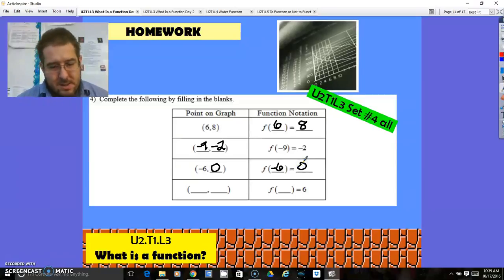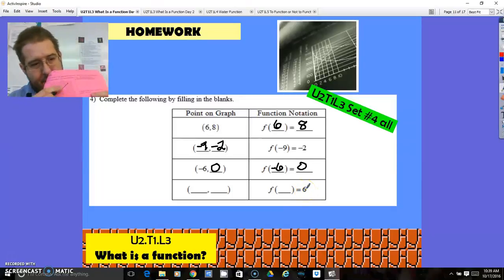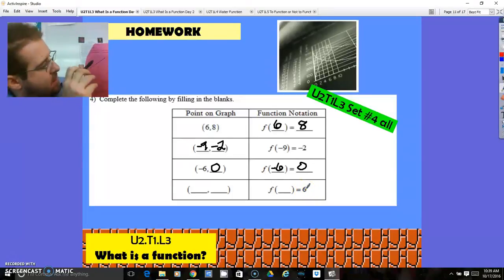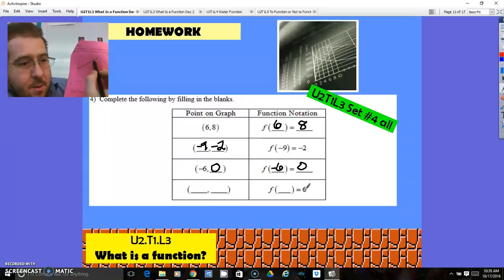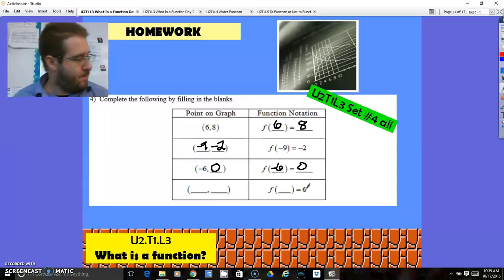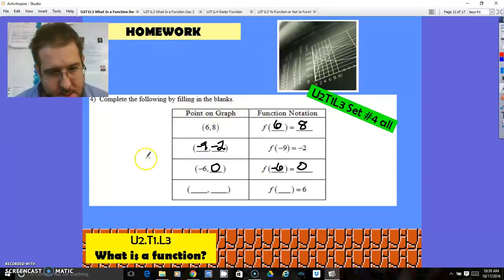All right, so the last question is asking us, when is the answer 6? So basically, when does this graph have a height of 6? So I'm going to look for 1, 2, 3, 4, 5, 6. There it is. 1, 2. It looks like it's 3 seconds after 0. So it looks like it's 3, 6.